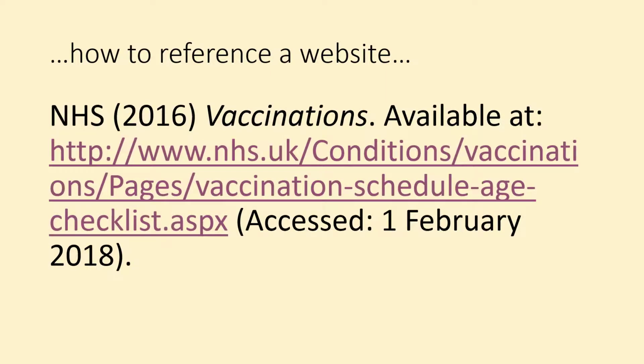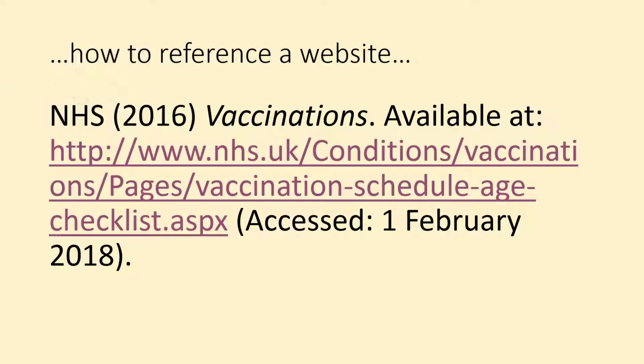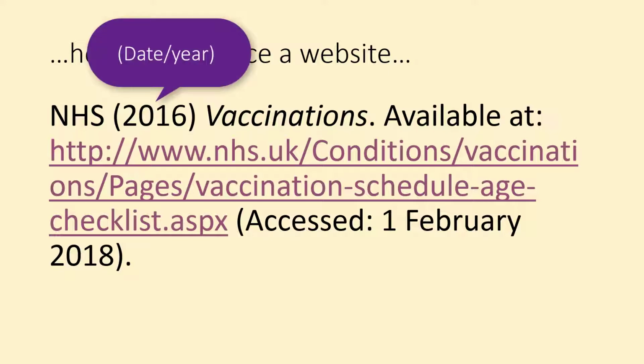The first piece of information should be the author of the information, so who produced it. This could be an individual or a corporate author or publishing organisation, which means the corporate body or the organisation who as a whole is responsible for the information on that site. In this case, our author is the NHS. You will then need the date that the site was published or last updated presented in round brackets.